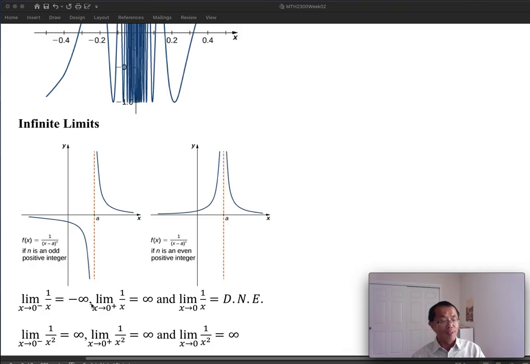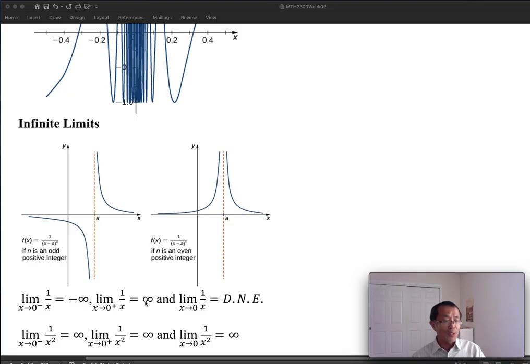Negative infinity. And also, let's consider 1 over x as x approaches 0 plus, which means x approaches 0 from the right. All the x values are positive. Like 0.1, you get 1 over 0.1, that's 10. 0.01, you get 1 over x, that's 100. And this time it's okay to say 1 over x is getting bigger and bigger. It is approaching infinity.